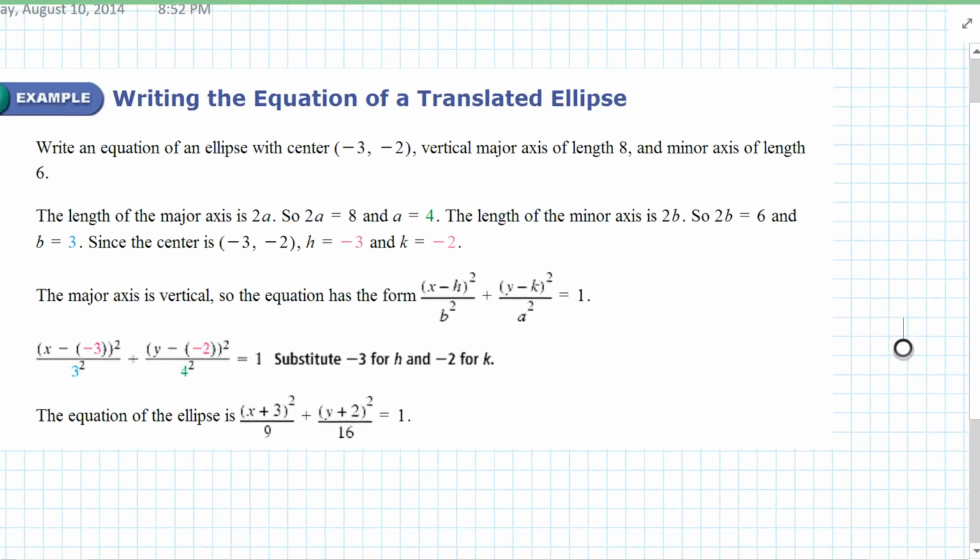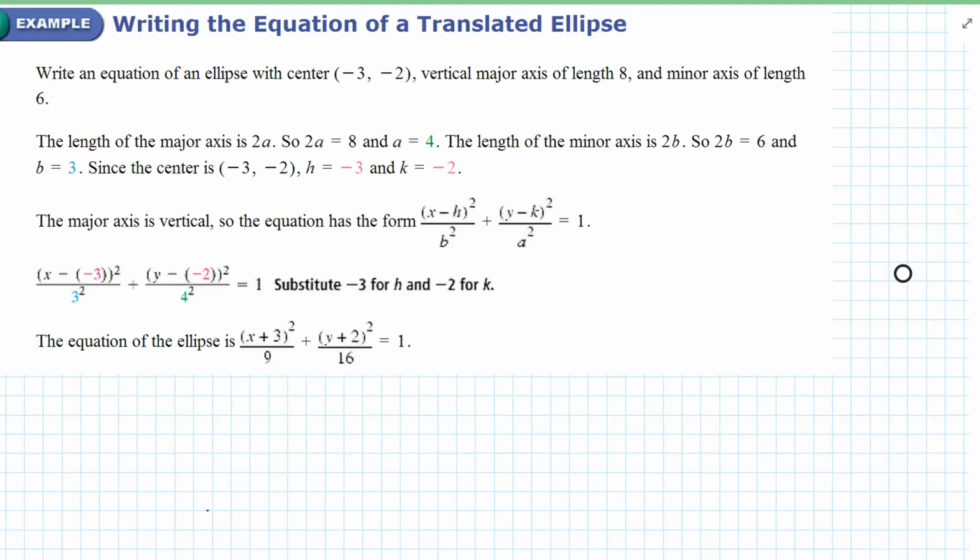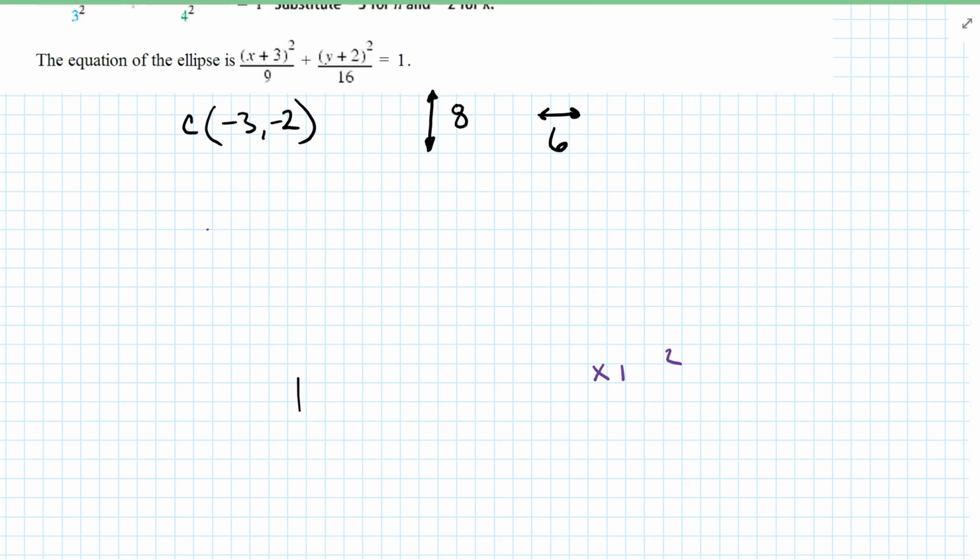Writing the equation of a translated ellipse. Write the equation of an ellipse with the center of -3, -2, and it's vertical, with a major axis length of 8 and a minor axis length of 6. So what does all that mean? Well, it means the ellipse is 8 units long and 6 units wide. So 8 is tied in with the y-axis, and the 6 horizontal is tied in with the x-axis.